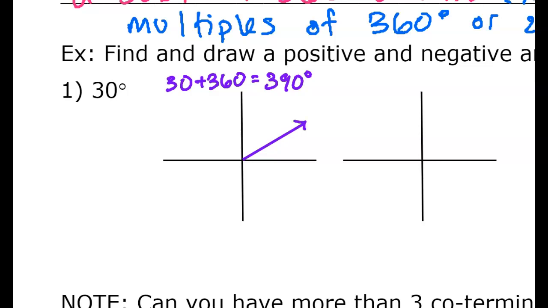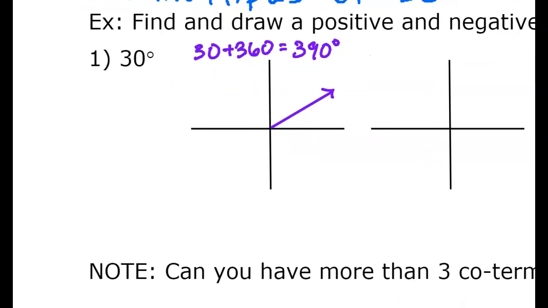So if I was just going from the positive x-axis up to there, that would be 30 degrees. But I'm actually trying to show the coterminal angle of 30 degrees. We know that 390 is bigger than 360. So you're going from your initial side around, and then you keep going until you end on your terminal side. This is a coterminal angle to a 30-degree angle. Co means together, terminal means end. So they end together, basically.